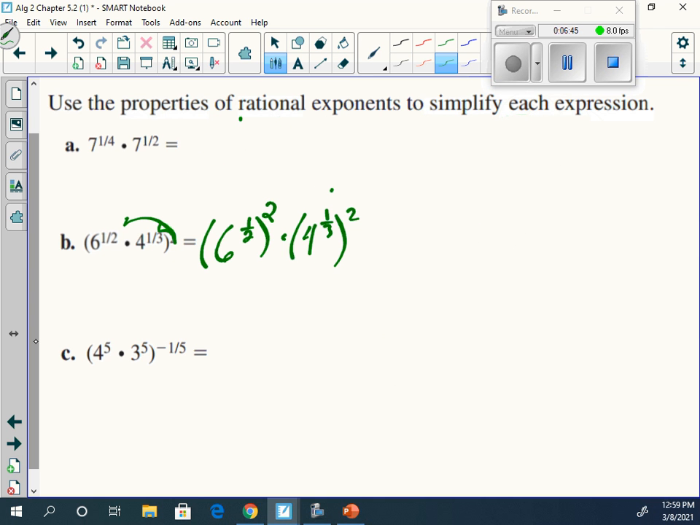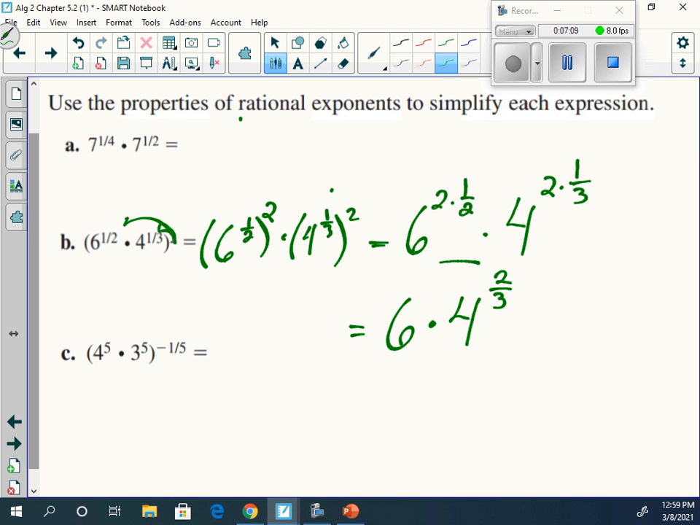Any questions on this here so far? Now, powers of powers multiply, so here we're going to have 6 to the 2 times 1/2 times 4 to the 2 times 1/3. Well, 2 times 1/2 is 1, and 2 times 1/3 is 2/3. And I have to rewrite that. So we have this here.